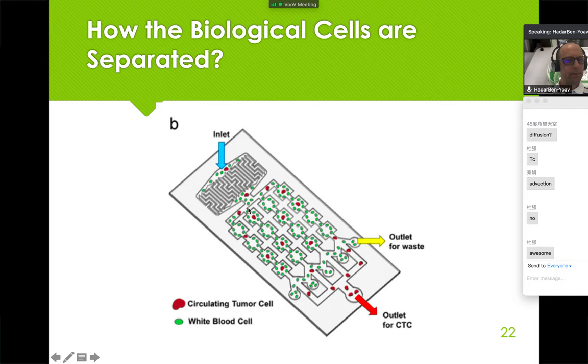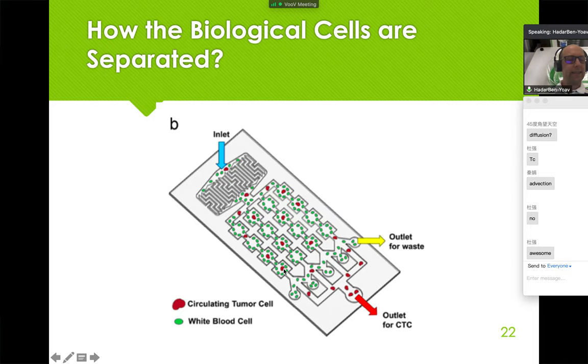So what happens when the mixture comes here, the smaller cells within the blood, white blood cells, can diffuse faster to the site where they have a much slower flow, while the bigger ones, which are the CTCs, go in the media. And eventually you will get a separation, and you can see it here much better, that the white blood cells, which diffuse from the middle to the side and flow much slower, will be present on the side of the channel.